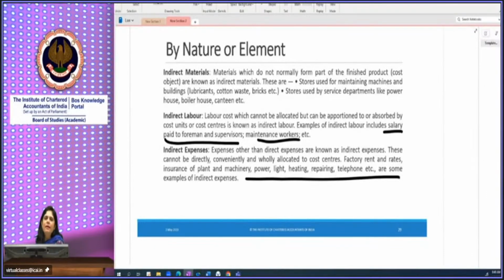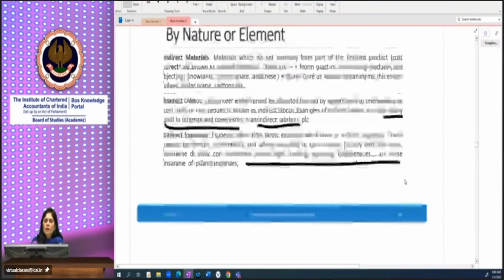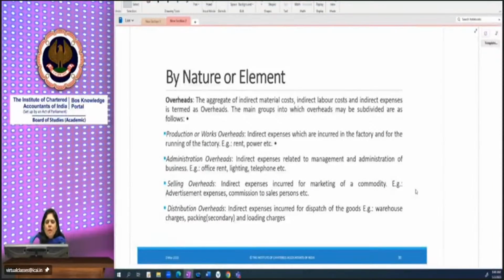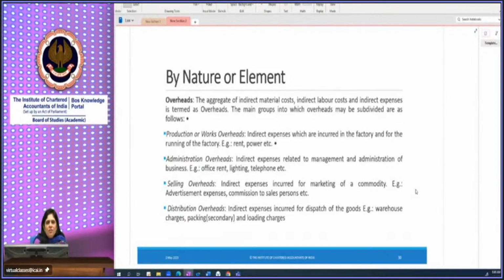That is indirect. Clear? Moving further, overheads. So overheads are actually indirect cost: indirect material or indirect labor or indirect expense. Whatever is happening in the factory area is called production overheads or works overhead. So production overhead, factory overhead, works overhead means the same.